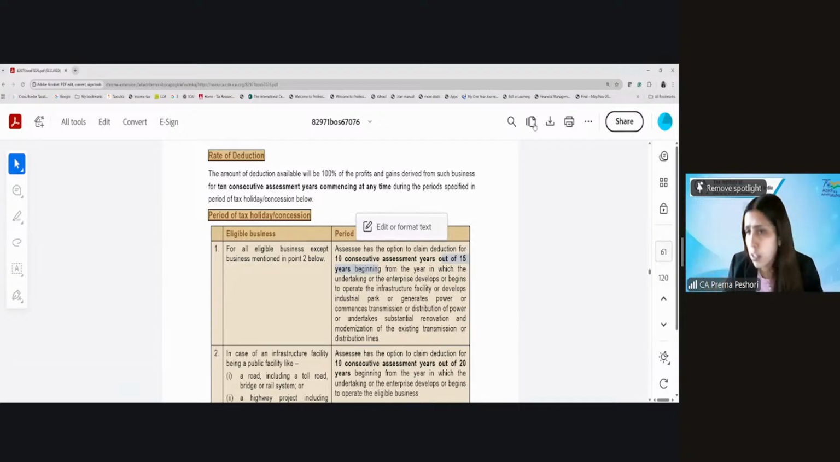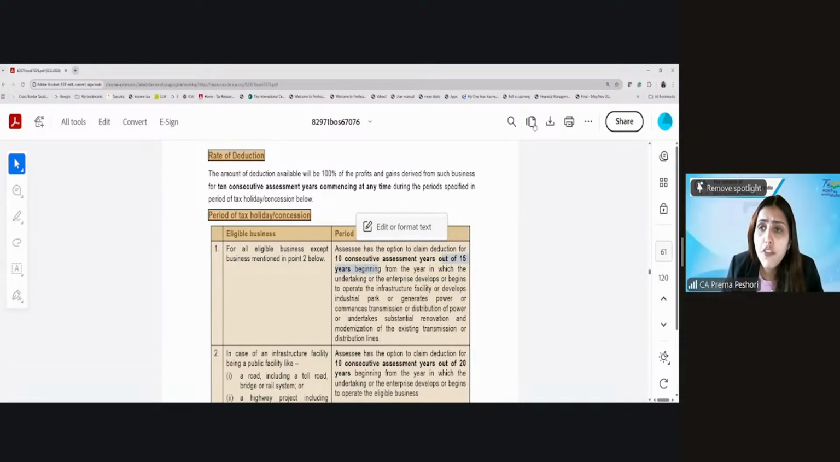So you can select the first 15 years, you can select the last 15 years, that is fine. But once you select, then you have to go continuously. You cannot be saying that 1 year I will claim, another year I will not claim, another year I will claim, again I will not claim. So it has to be the 10 consecutive assessment year.